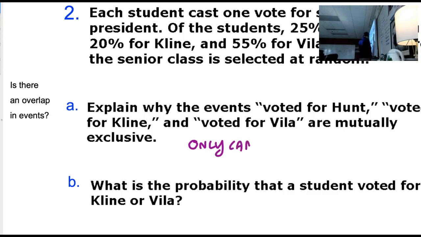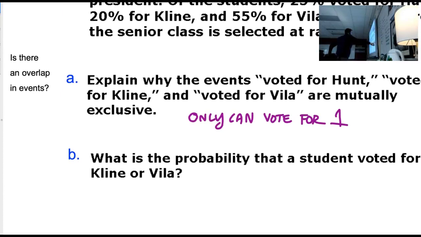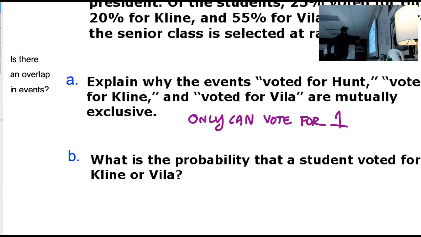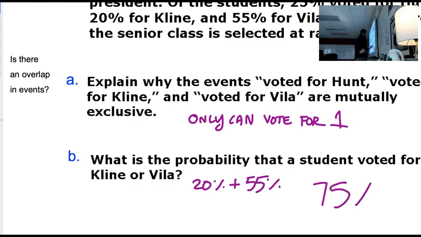Only can vote for one. Good. Okay. So because you can only vote for one, those events are mutually exclusive. So you didn't vote for two. And the probability a student voted for Klein or Villa is going to be 20% plus 55%, which is a total of 75%. So you can just add them together.